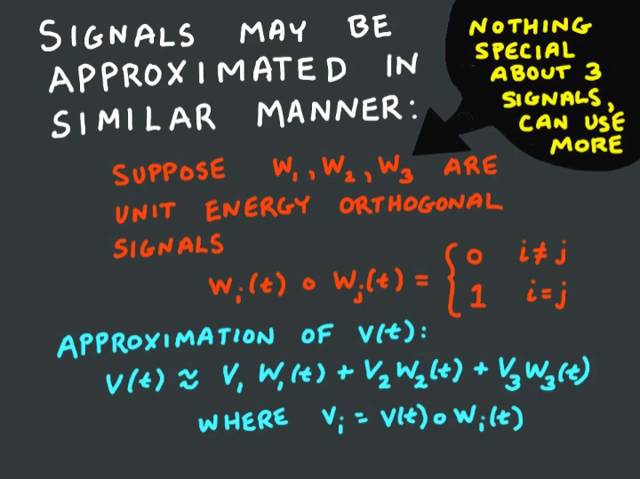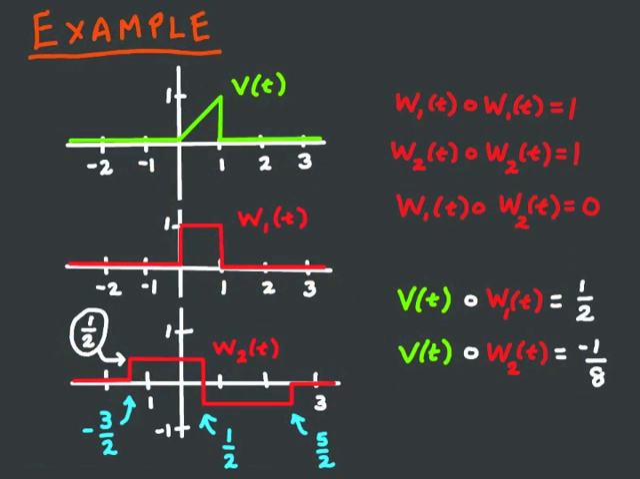Now I should point out that although I'm using 3 signals in this discussion, there's nothing special about using 3. I could use 2 or I could use more. Any number of signals can be used to form the basis set, the orthonormal basis set, for an approximation. Let's now look at an example.